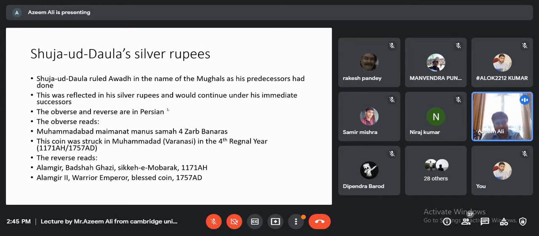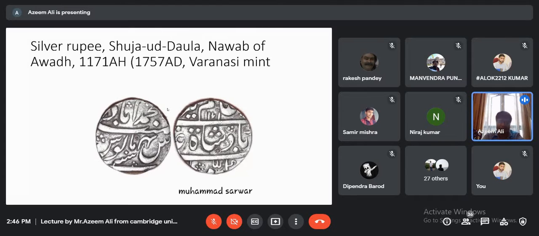The obverse and reverse are in Persian, and the obverse reads, Muhammadabad Mamanat Manus Sana Zab Banaras, which means this coin was struck in Muhammadabad, which is one of the names of Varanasi at the time, in the 4th regnal year, which is 1170 Hijri or 1757 AD. The reverse reads Alamgir Badshah Ghazi Sikka Mubarak, which means Alamgir II, warrior emperor, blessed coin, 1757 AD. And here's one of the coins struck in Varanasi by Shuja-ud-Dawla, the Nawab of Awadh, in 1757 AD.